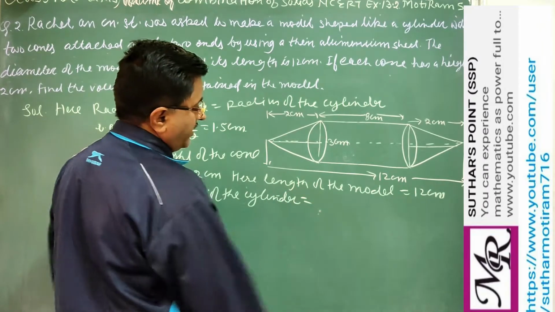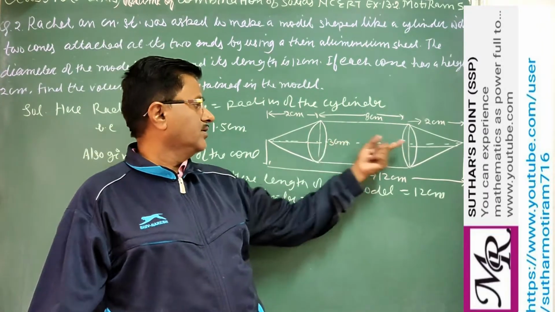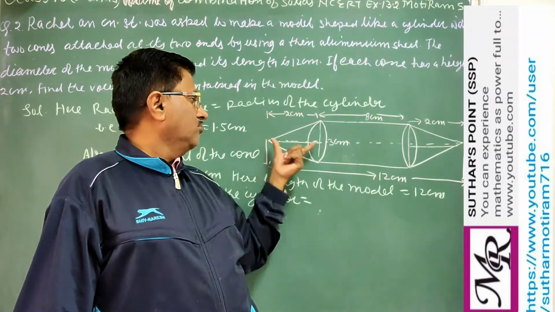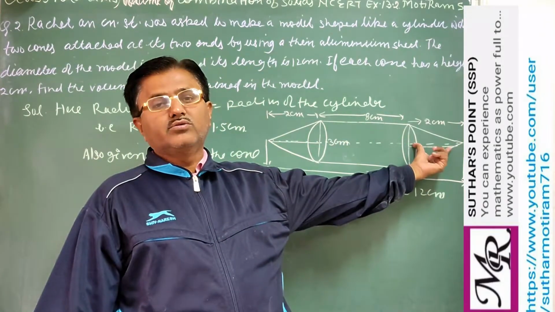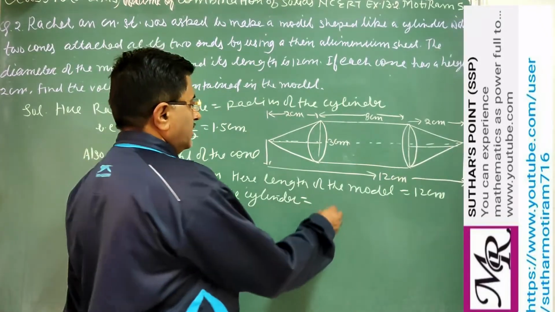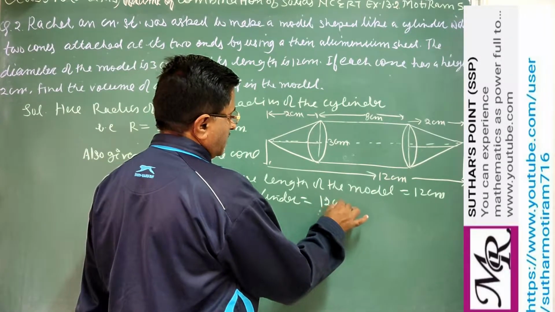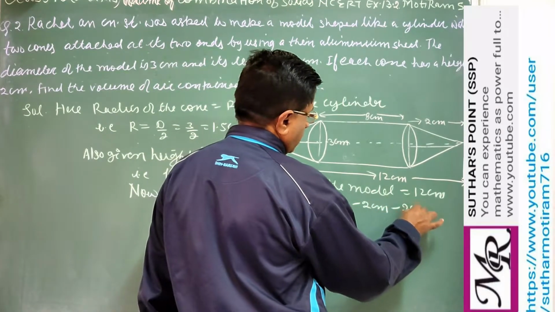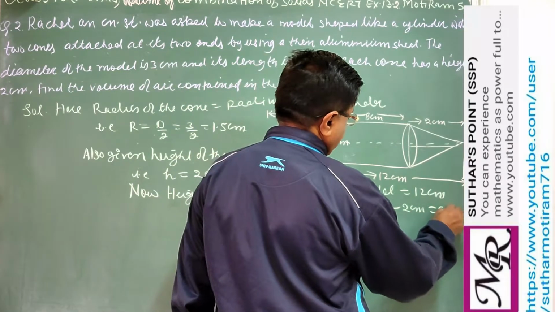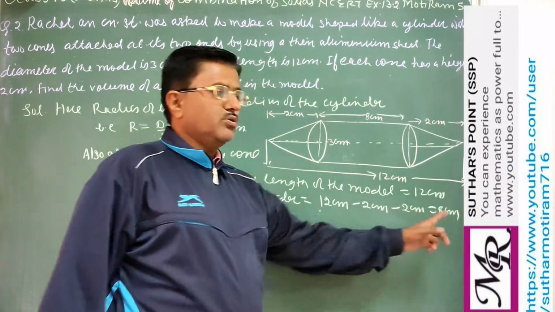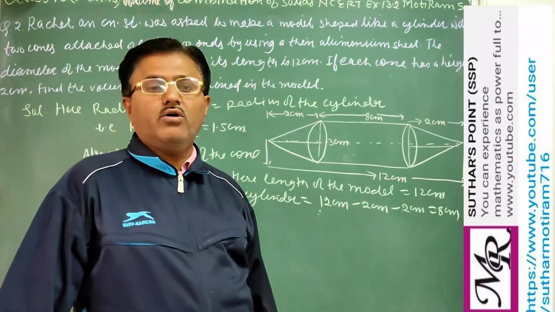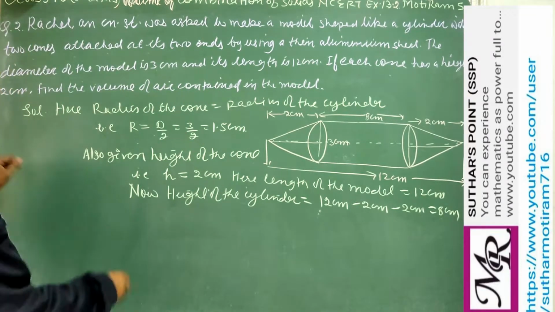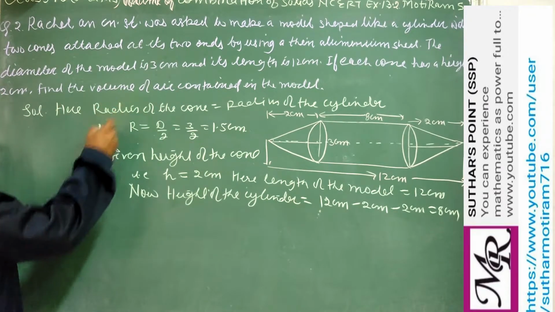So height of the cylinder means we want to find this length up to this. That is total length minus height of the two cones. So total is given as 12 centimeter minus one cone height minus other cone height, that is 8 centimeter. 12 minus 4 equal to 8. So we get all the dimensions of the model. Clear?